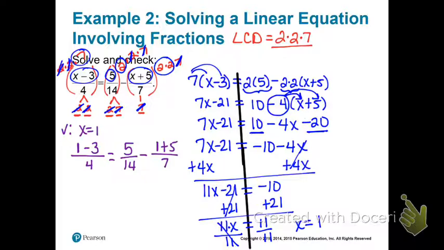And then before you even try to put this in your calculator, guys, y'all mess up a lot of times when you have multiple things in the numerator or the denominator. So I'm just going to simplify these fractions a little bit. So for the first one, we've got 1 minus 3, which is negative 2 over 4 equals, over here we got 5 over 14 minus 1 plus 5 is 6 over 7. Well, now we can work this out.